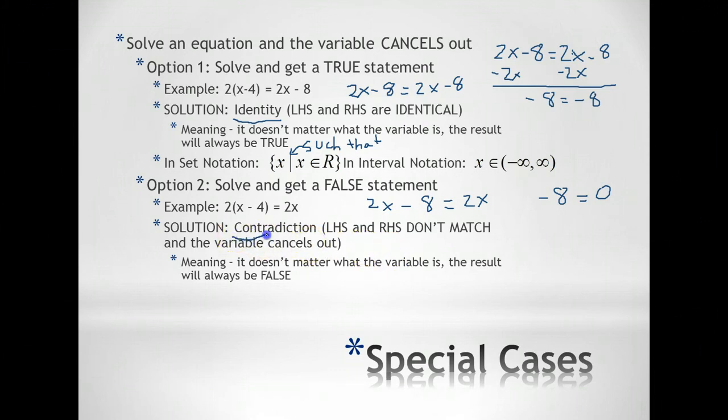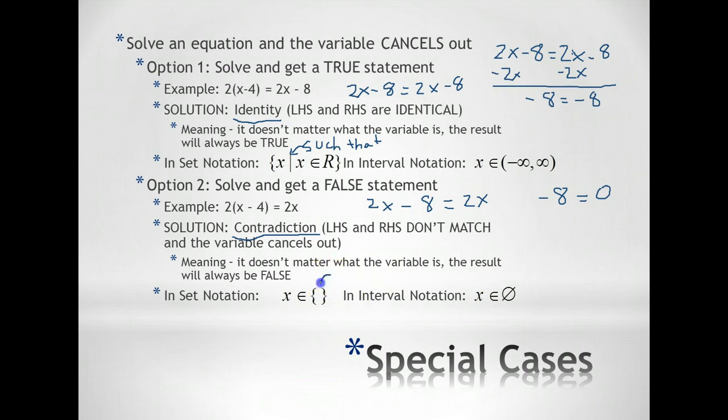That's called a contradiction. And that means that you have something that no matter what the variable is, it will always be false. So the solution for this particular equation is nothing. Nothing will work in it.